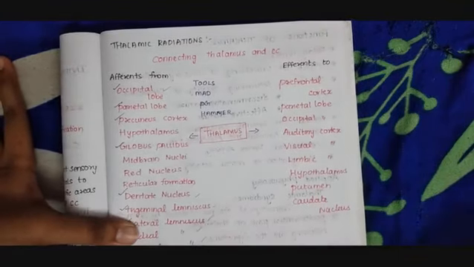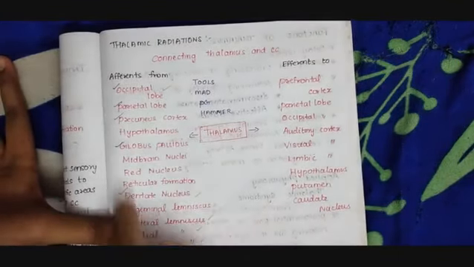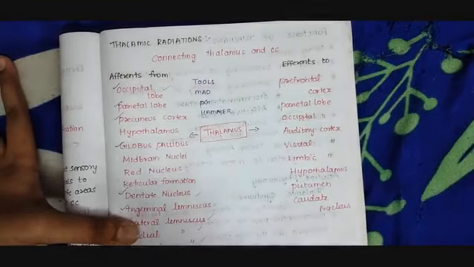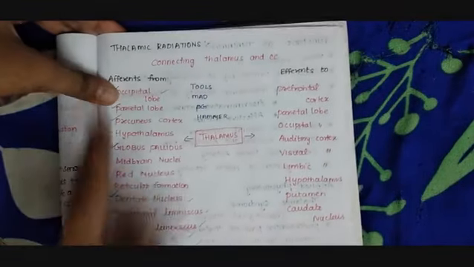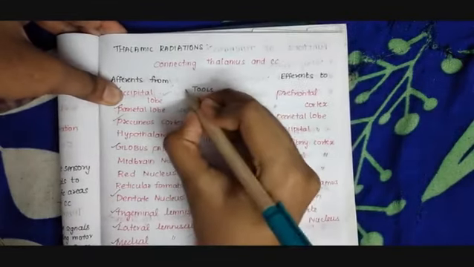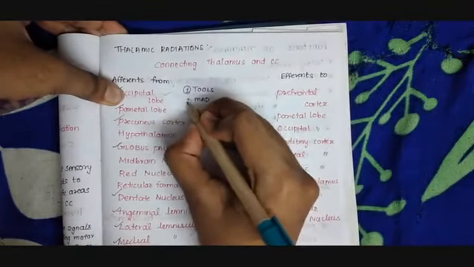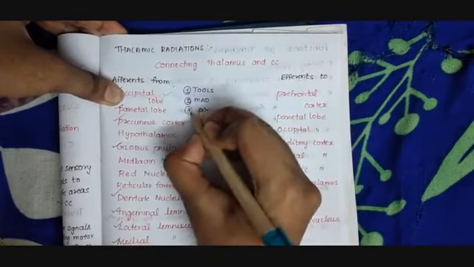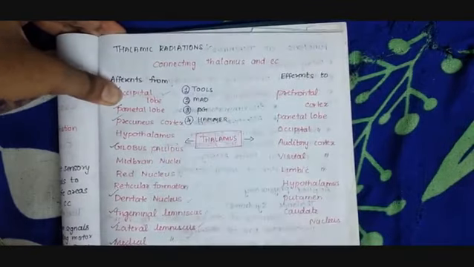Now we are going to discuss the thalamic connections: afferent connections and efferent connections. In order to remember the afferent connections, you have to remember four important mnemonics. The first one is TOOLS, the second one is MAD, the third is PG, and the fourth is HAMMER.